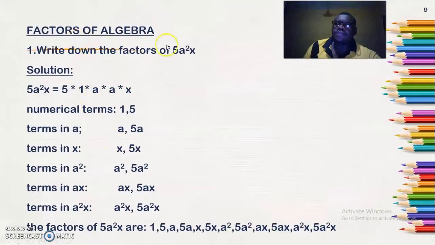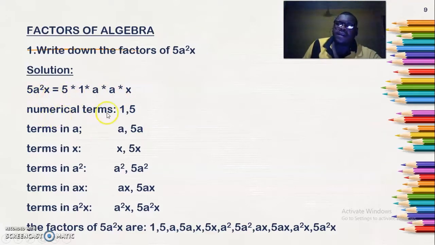Let's now look at factors of algebra. Write down the factors of 5a squared x. Like we said earlier, factors are numbers that divide another number evenly without any remainder. So 5a squared x has an expression of 5 times 1 times a times a times x. That's the expansion of 5a squared x.